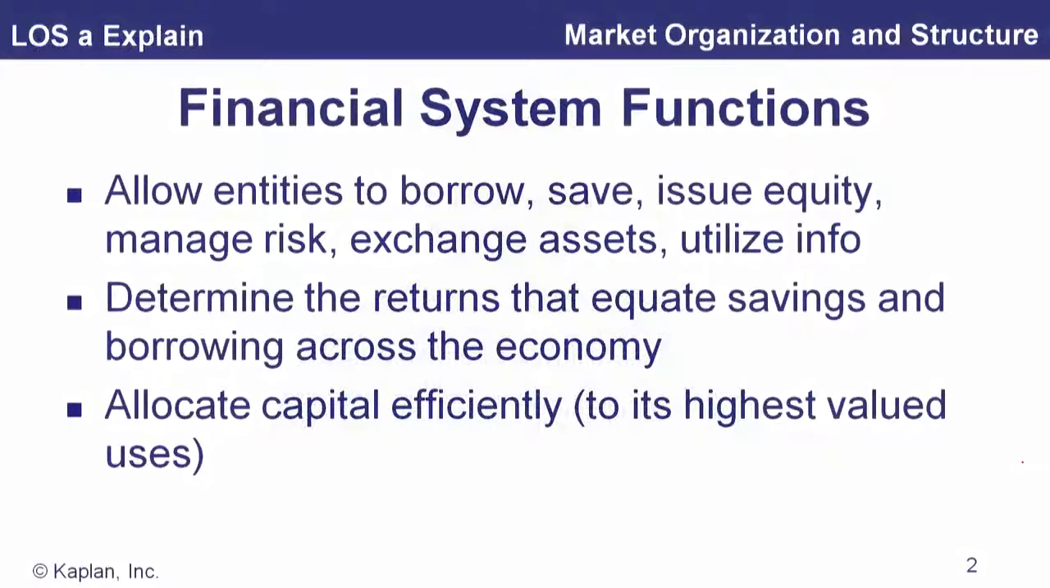So for the overall financial system functions, we've got 3 points here. Allow entities to borrow, others to save, to issue equity, manage risk, exchange assets, and utilize information as it arrives to the marketplace. And one of the functions is to determine the returns that equate savings and borrowing.